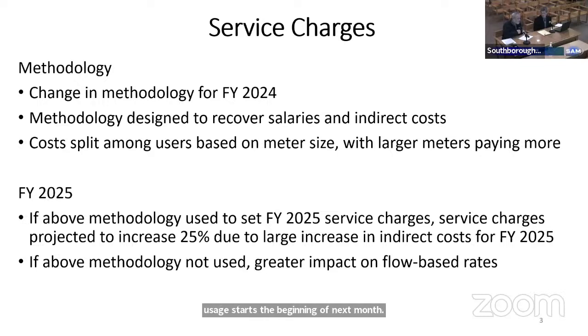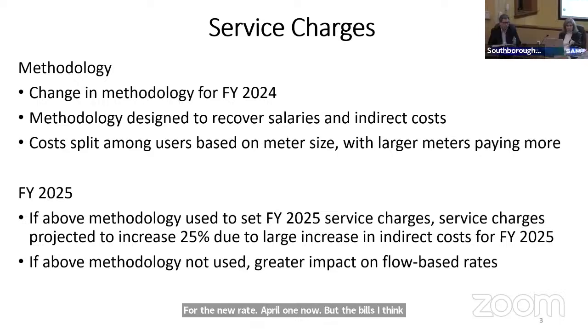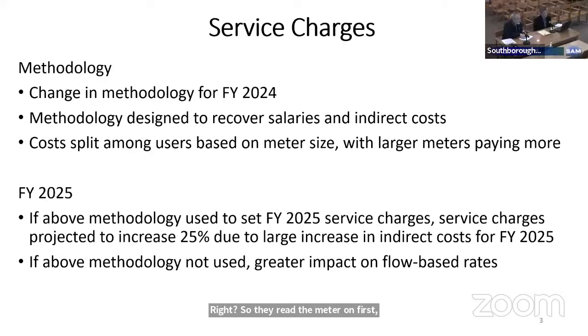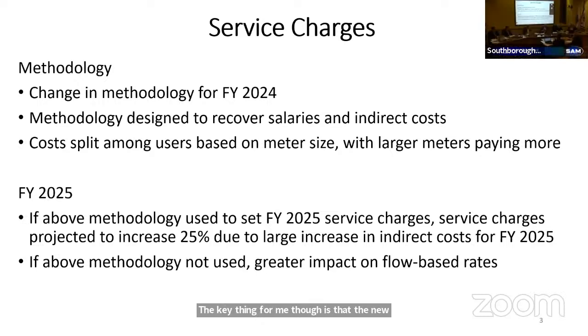April 1, yeah. But the bills, I think, are March 1st, June 1st, right? So they read the meter on June 1st, right? Correct. We're finalizing the readings now. Okay. We're gonna send bills out shortly, so that the new rate is gonna start next month. The key thing for me, though, is that the new rate starts after people have been notified. Yes. And that's what we got in trouble with last time, I think. So again, I don't know all the dates there, but as long as we vote, the rates change, people are notified in time to say, oops, I want to change my behavior.